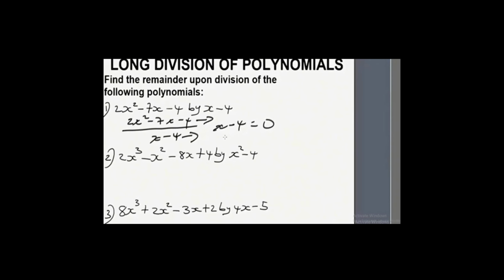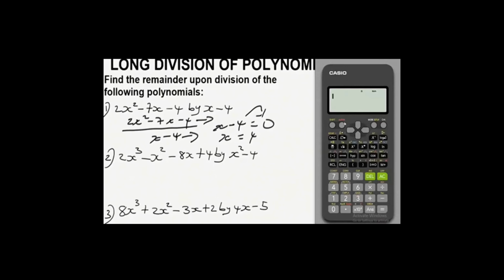When you equate it to 0, you make x the subject of the formula. So x will be 4, because the minus 4 will cross over the equality sign to change to 4. So you're going to store the value of x as 4 on the calculator. You store x as 4 using shift and the store button. We're going to use this 4 now to simplify the polynomial. The polynomial here is 2x squared minus 7x minus 4. So that's it.